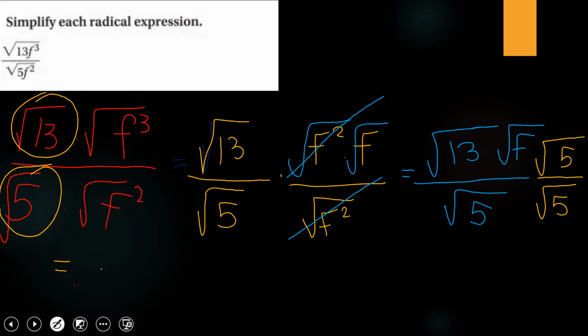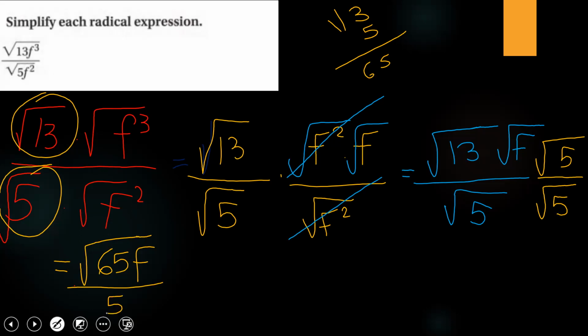Then after that, here we have square root of 5 times square root of 13 times f. If you multiply 13 times 5, we have 65. So it will be square root of 65 f over 5. Is this a simplified one? Yes. Bravo.